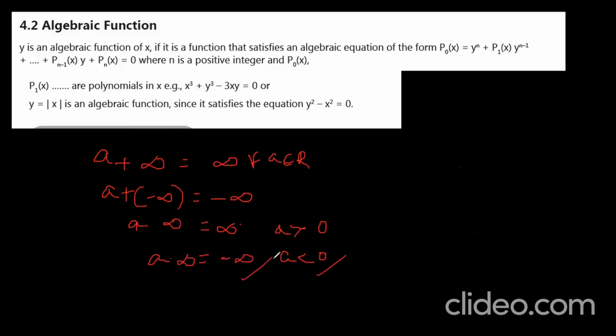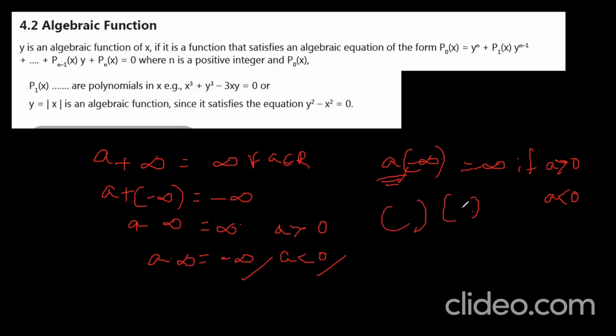Okay. If A less than 0, it is going to be minus infinite. Similarly, A into minus infinite is going to be minus infinite. Okay. If A greater than 0. You understand? If A greater than 0, it is going to be minus infinite. If A less than 0, why? Because this is going to be negative again. Negative, negative, you will get, right? Okay. If A is less than 0, A into minus infinite becomes positive infinite. Why? Because A is also negative. Negative, negative becomes positive. So you are getting positive infinite.